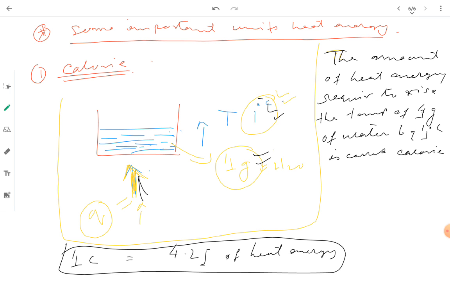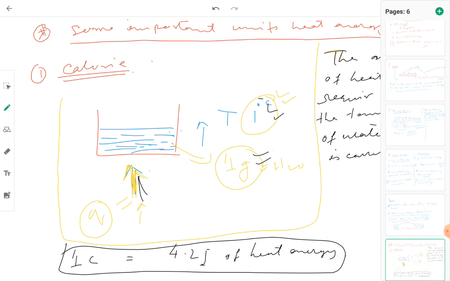Now we will be discussing about kilocalorie. We will be discussing the topic kilocalorie.